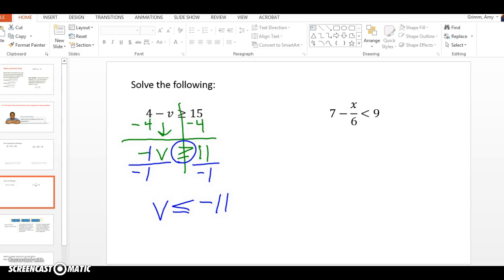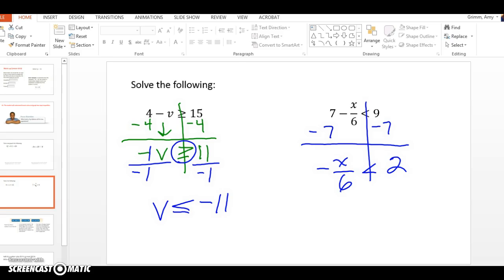All right, what do you think about the next one? Subtract 7. What drops down? Okay, now what? Okay, so here's where you have some options. The negative can go with the x, or the 6 out front, right? I told you you can go any of those places.